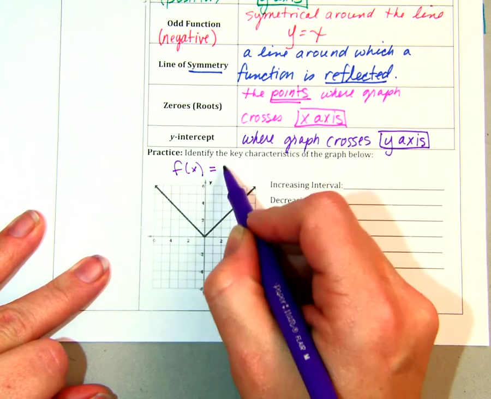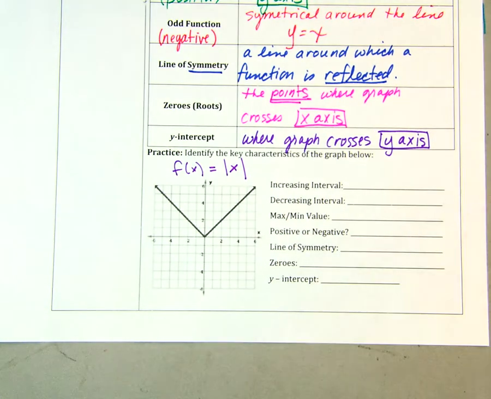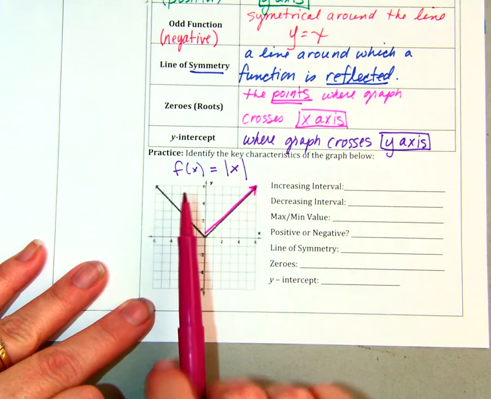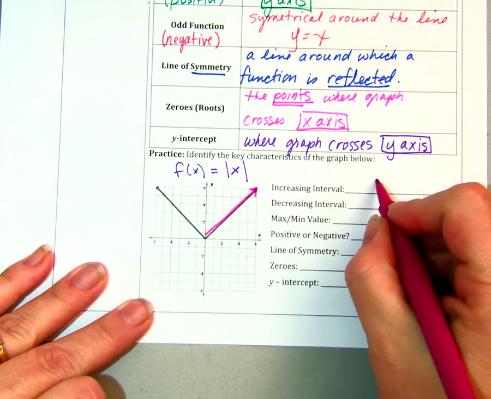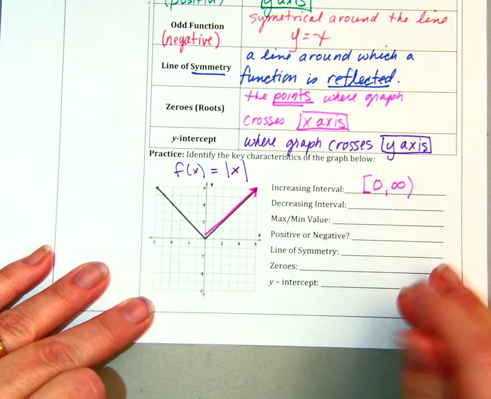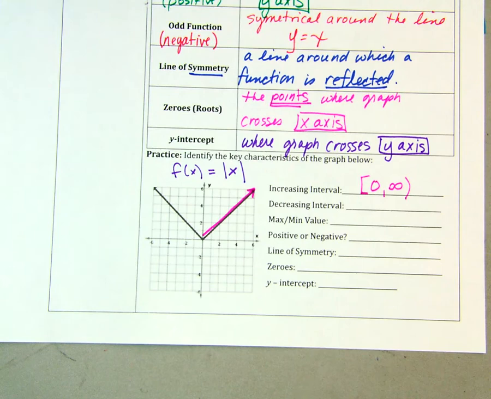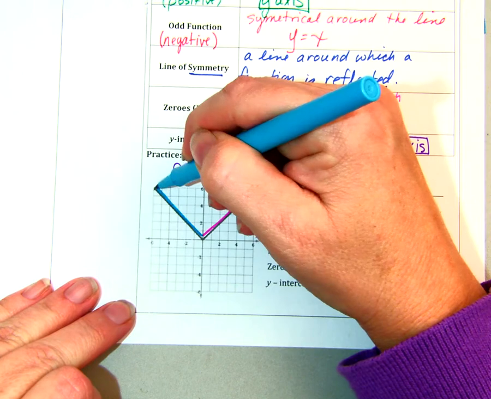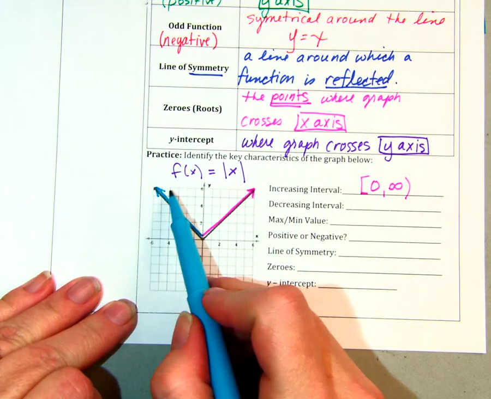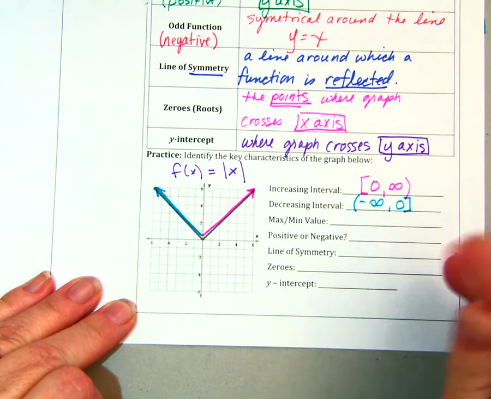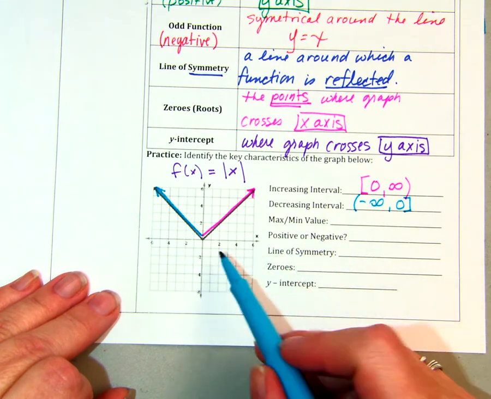Just for reference, this is the function absolute value of x. So increasing. So where is our function going up? It's going up right here. That has an arrow on it. And we read from left to right. So the first place that we start at is 0 to infinity. Now we never get to infinity, but our 0 is an actual point, and so that gets a square bracket. Our decreasing, this is where we're going down. And we start at negative infinity and go to 0. Again, actually reaching that, but not reaching infinity.